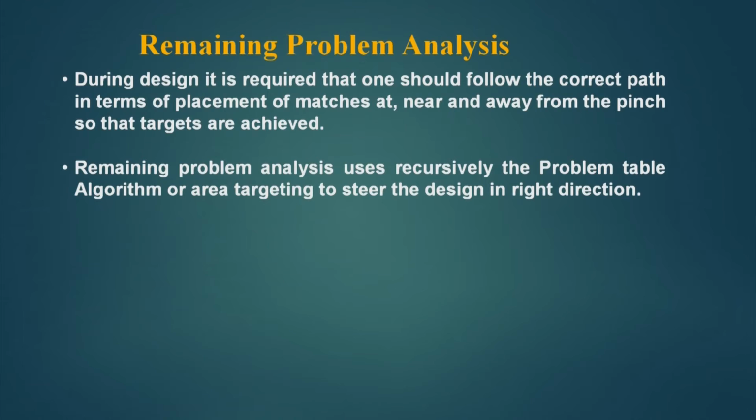Remaining problem analysis uses recursively the problem table algorithm or area targeting to steer the design in the right direction. That means, if I use the problem table analysis, then there is a large chance that I will meet the targeted values in terms of energy consumption, hot utility and cold utility consumption, or the design.